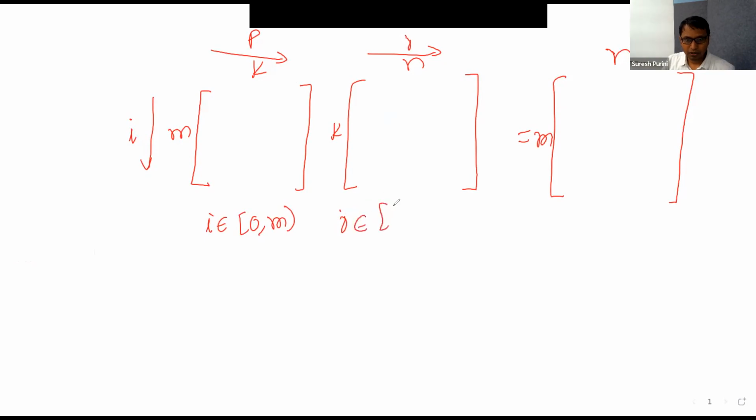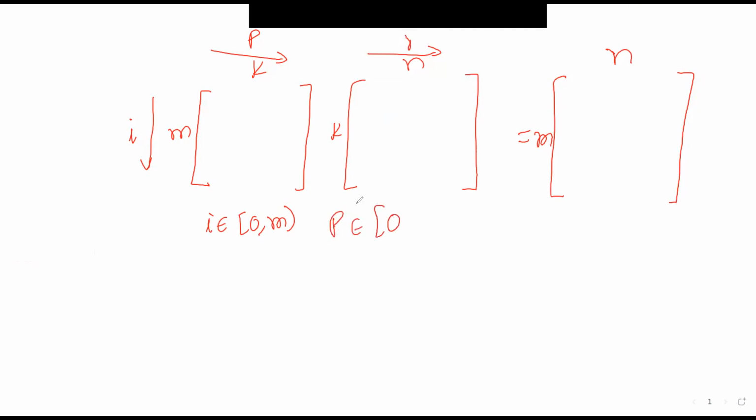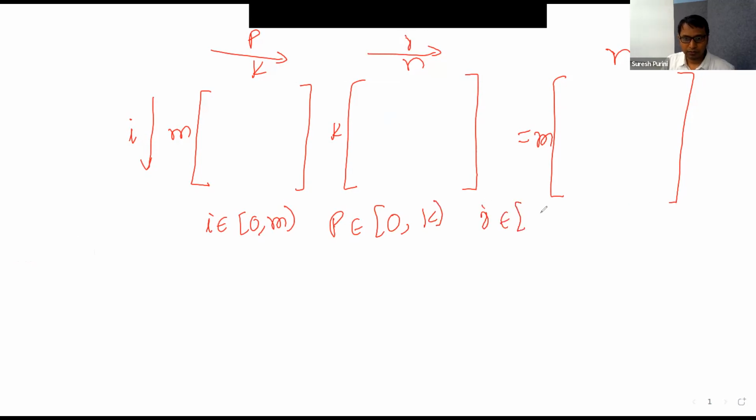So P belongs to 0 to K, of course only integers. J belongs to 0 to N, and all of these are only integers in the interval.